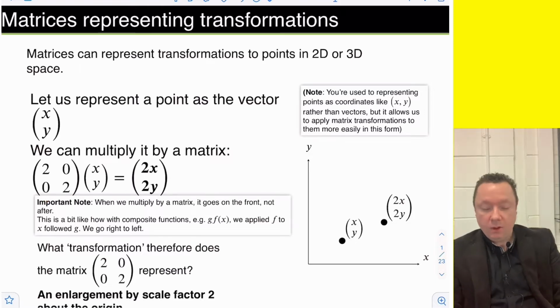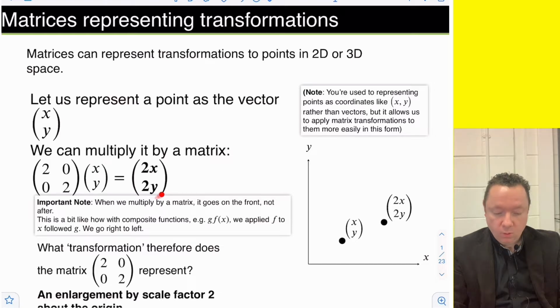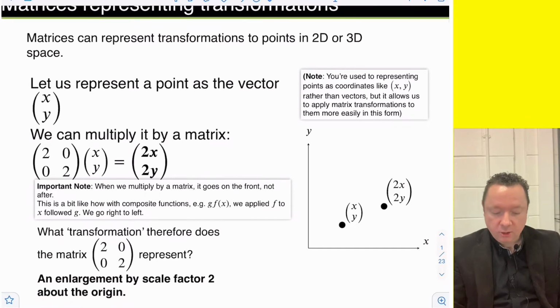So we've ended up with a new matrix 2x, 2y. We've transformed the original matrix x, y into this new matrix 2x, 2y. In other words, it's been multiplied. It's been scaled by a factor of 2. Okay, an enlargement by a scale factor 2 about the origin, or in Advanced Higher Maths, we'll call that dilation. Okay, let's look at some other transformations.